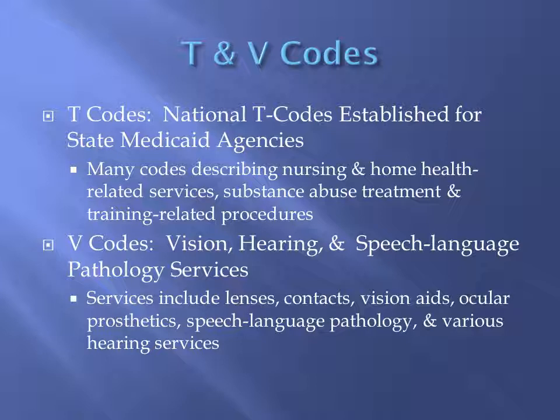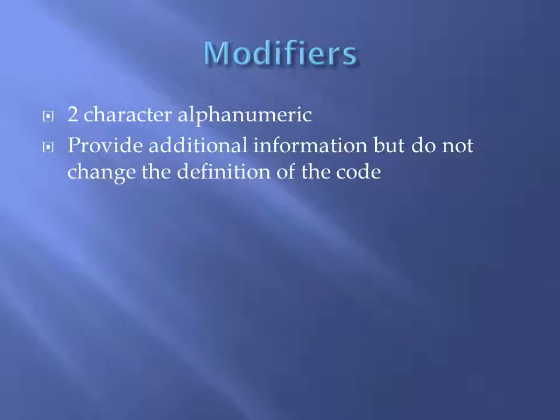V codes are for vision, hearing, and speech and language pathology services. These services include lenses, contacts, vision aids, ocular prosthetics, speech language pathology, and various hearing services. And just like with CPT codes, we have modifiers. These are 2-character alphanumeric, and they provide additional information but do not change the definition of the code.